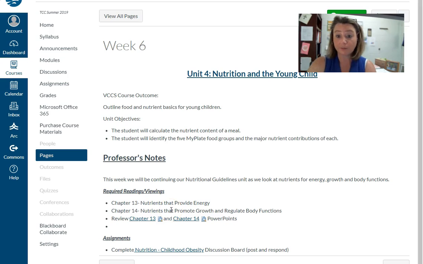Neither one of them are extremely lengthy, but they are going to provide some great information that you're going to need in the future. And then your assignment for this week is to complete a discussion board on childhood obesity. As we all know, this is a terrible epidemic that we're facing in our society. And so it's important to know what the research says, what are things that we can do to combat it. And so that's what you're going to be looking at in this discussion board. Please do not forget to respond to at least 2 of your classmates because those are valuable points that you lose if you do not respond to your classmates.